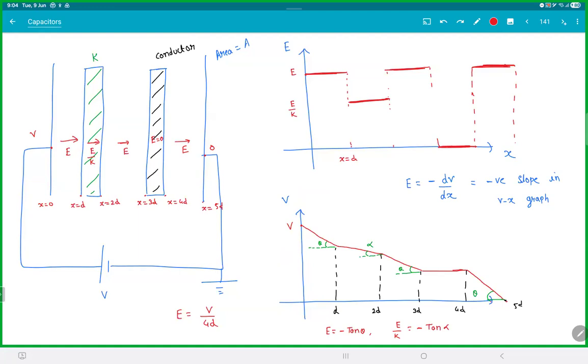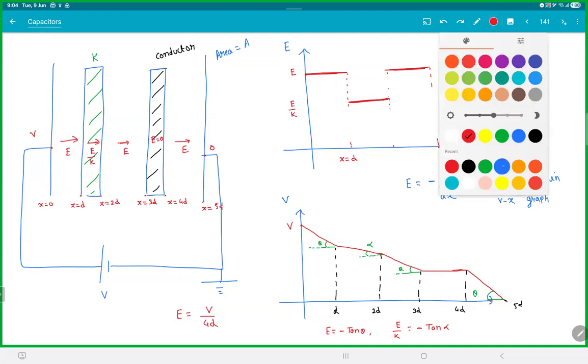Any doubts on this? It's a good problem. Definitely check it out. We did a lot of things in this. Let's see the next one.